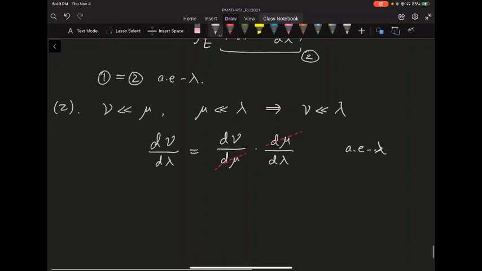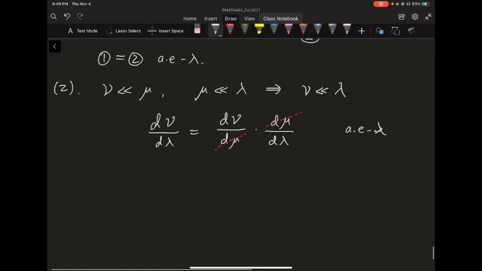All right, the proof is really the same. You just consider any measurable set E, you consider nu of E and you write it as an integral with respect to mu first, and then you do it again. You get an integral in terms of lambda, and again you apply the uniqueness there.